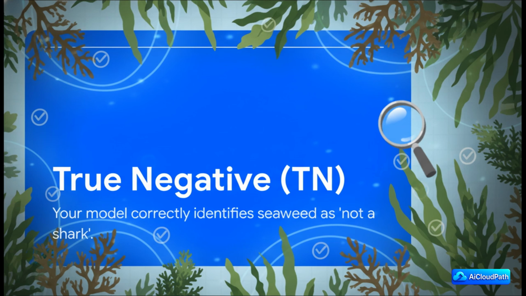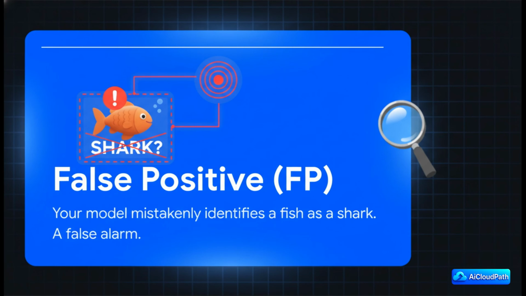This is also a huge success. Our detector sees some harmless seaweed float by, correctly says, nope, not a shark, and stays quiet. The prediction is negative, and that's also true. Another win. Okay, now we get to the errors.